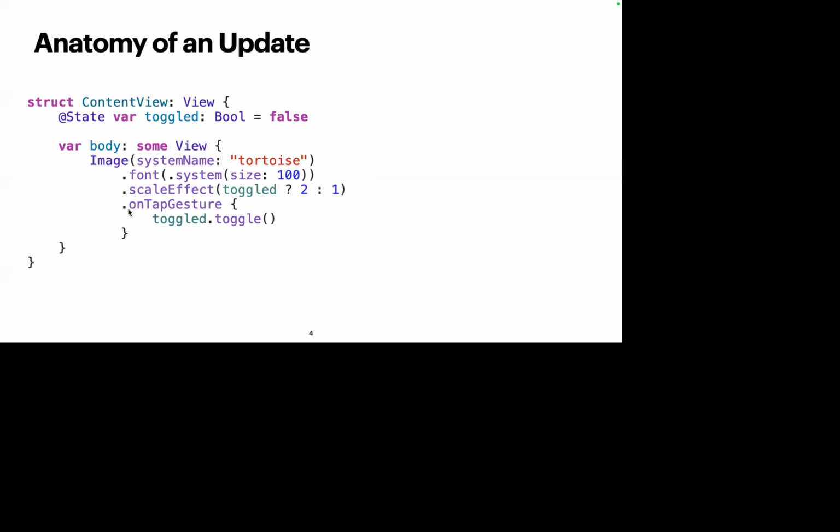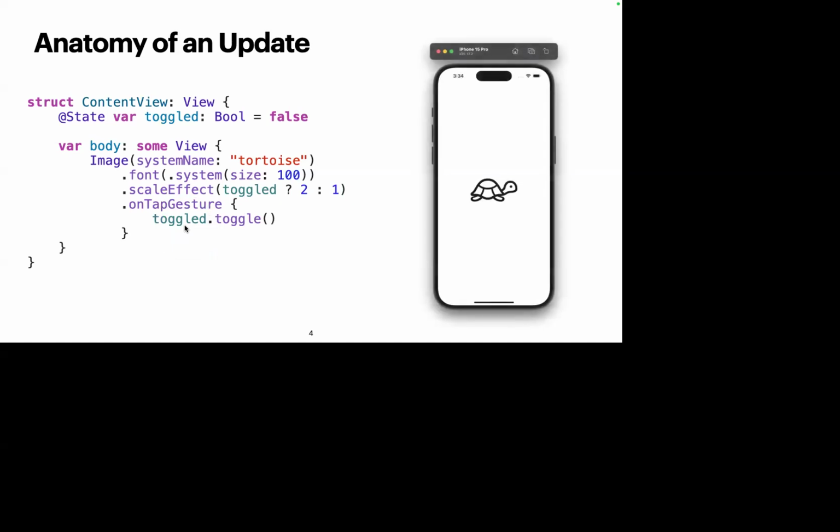And then we also have a new view modifier called onTapGesture, which, when we tap on the view, we want to perform some action. So within this closure right here, we will perform the action. In this case, we're going to toggle toggled. Again, what this toggle method does is that it flips the value of toggled. So if toggled is false, it flips it to true. Vice versa, if it's true, it flips it back to false. And this is what it looks like. So in our simulator, we have the image of a tortoise.